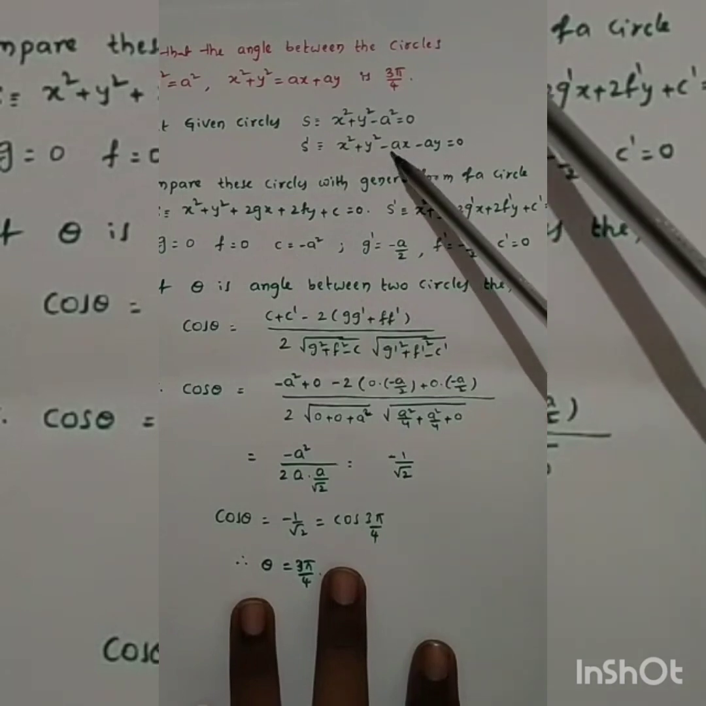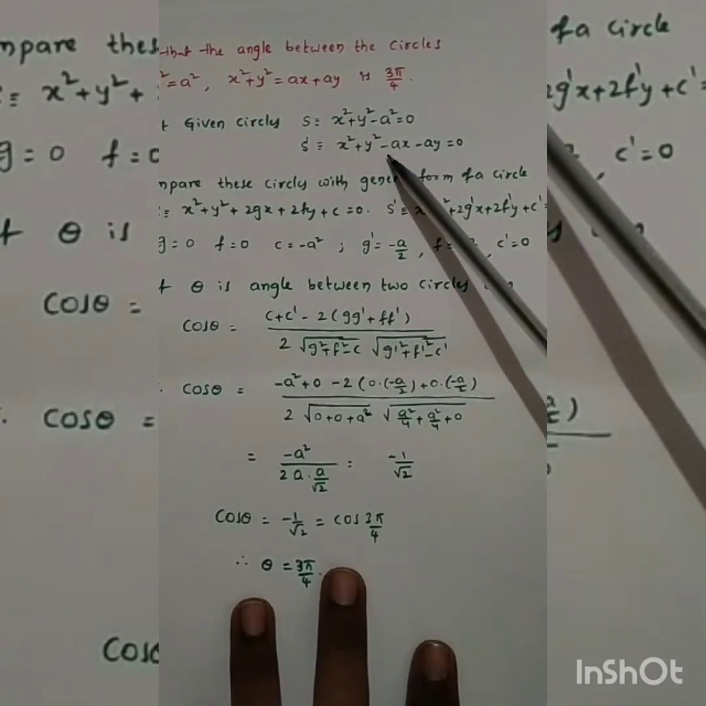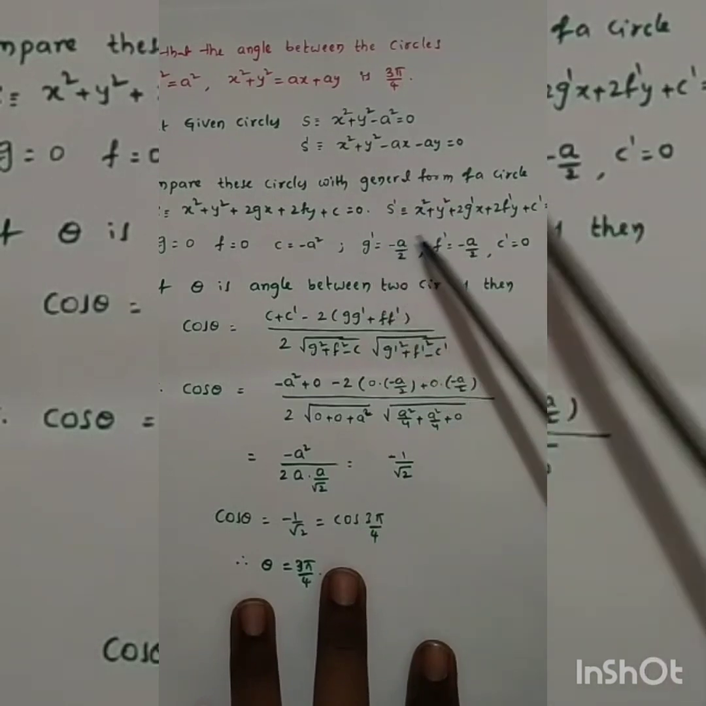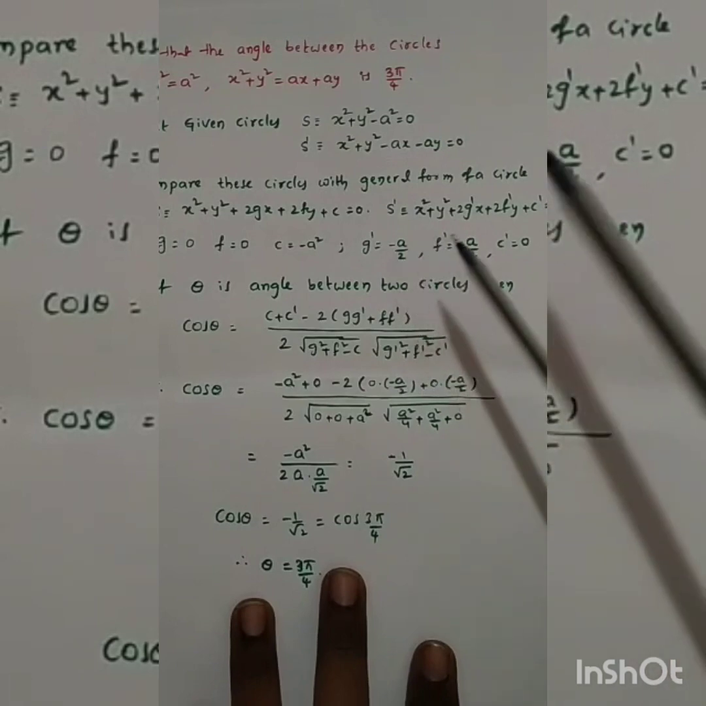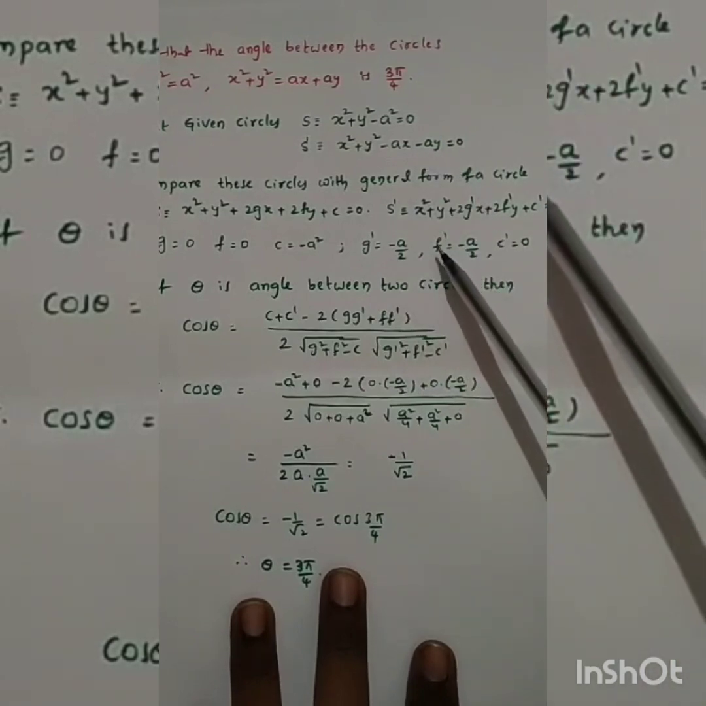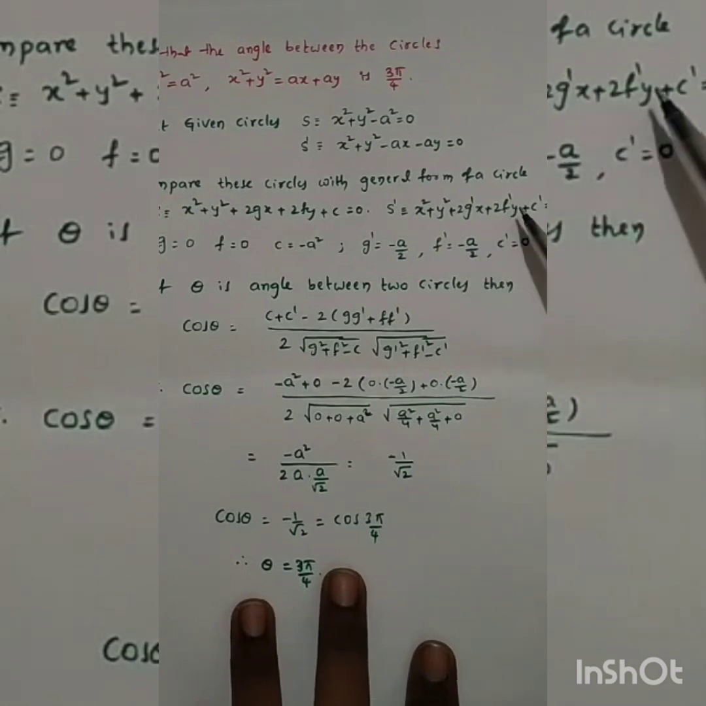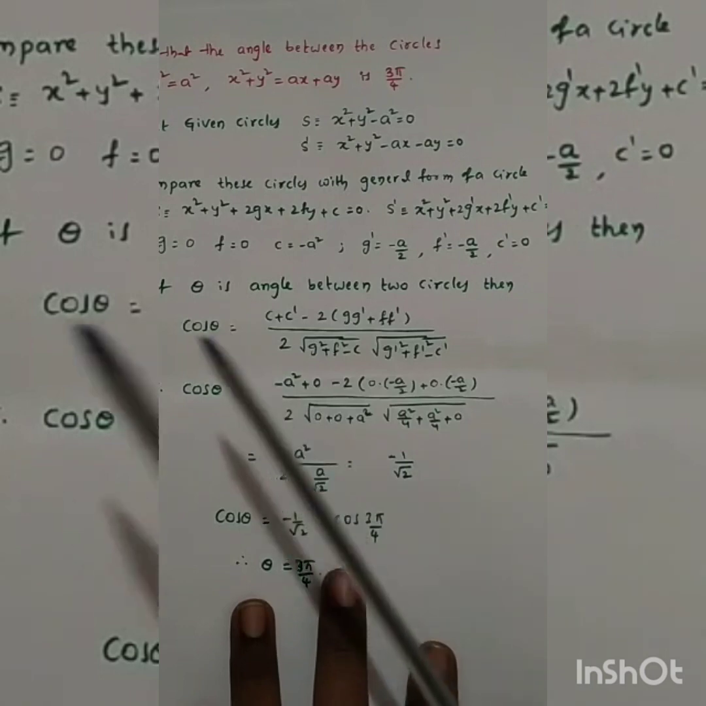And compare the second circle S' with this S'. Then 2g' is equal to the x coefficient, minus a. So 2g' is equal to minus a, which means g' is equal to minus a by 2. Like that, 2f' is equal to minus a, meaning f' is equal to minus a by 2, and c', the constant, there is no constant here, that's why we are taking 0.